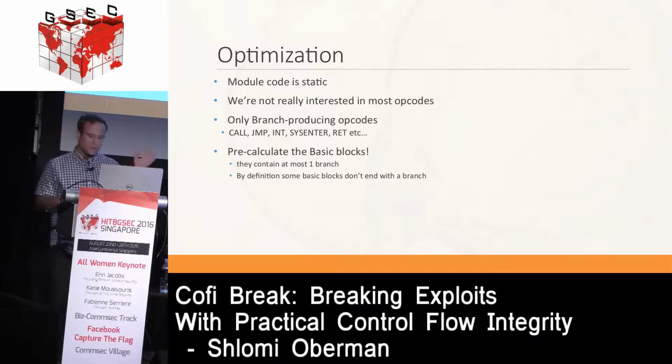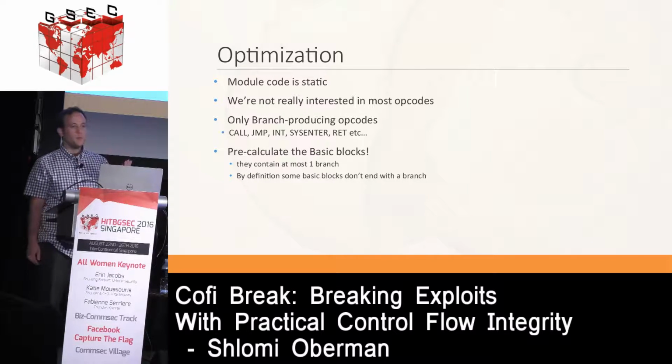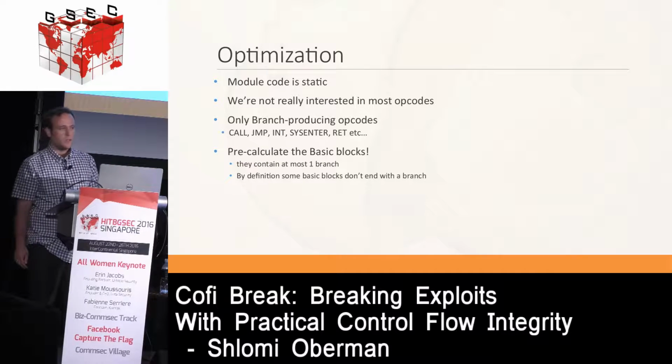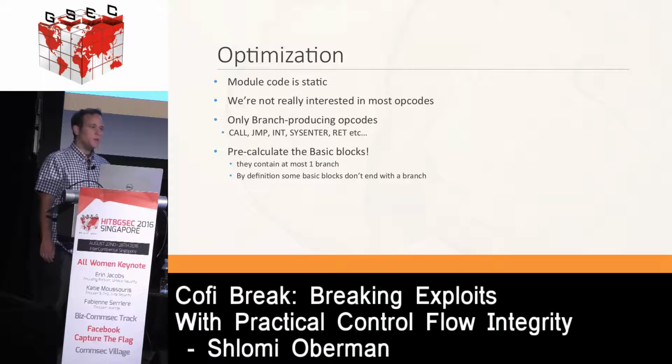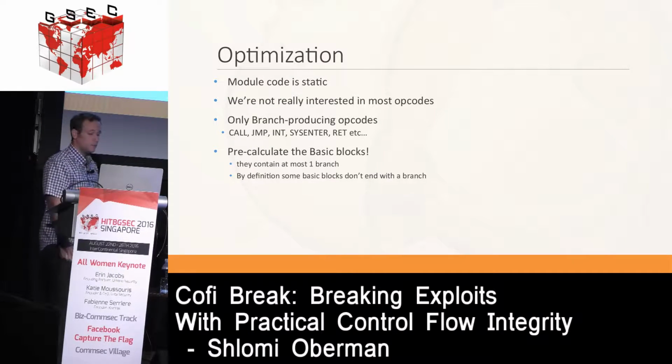Okay, so the main thing we noticed, and this is pretty straightforward, is that module code is static. We can also notice that we're not interested in disassembling most opcodes, right? If you have a move opcode, this does not affect the flow. If you have an add opcode, this does not affect the flow. We only want to look at branch-creating opcodes, right? We want to look at call, we want to look at jump, we want to look at return, sysenter, stuff like that, okay? And so we only need the last instruction of every basic block. We don't need to disassemble.